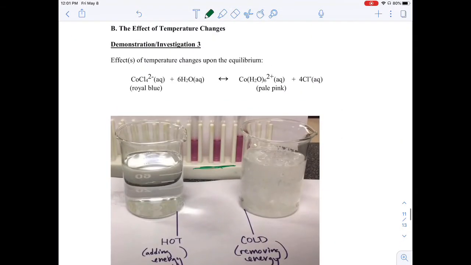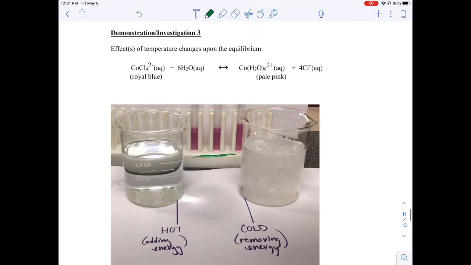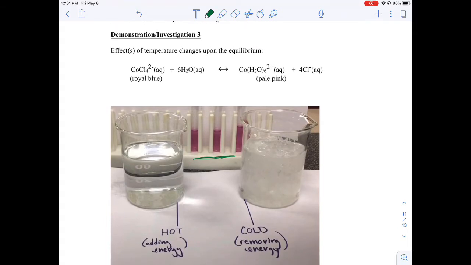So in this video, we're going to see that same equilibrium system we saw before, where we've got these cobalt equilibrium systems. And what we're going to do is put one of them in a hot bath and one of them in a cold bath. And we're going to try to decide, based on the evidence, is this reaction endothermic or exothermic?